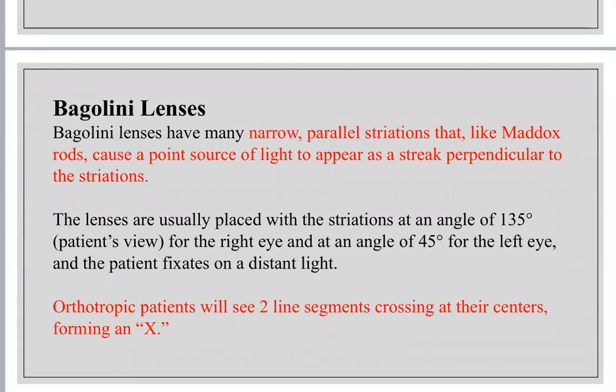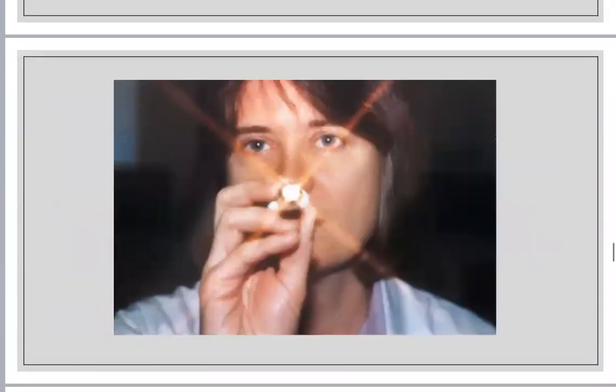About the Bagolini test, it is somewhat like the Maddox rod, but here the orientation of the cylinders will not be vertical and horizontal, it will be oblique. The adjustment of the lenses in front of the right eye is in the plane of 135 degrees. So the right eye will see this, and the left eye will see this. They will be crossing each other if this patient has normal retinal correspondence.